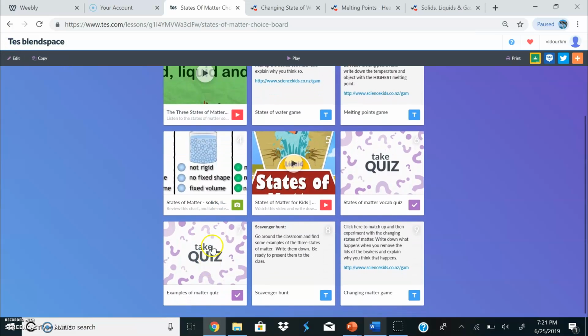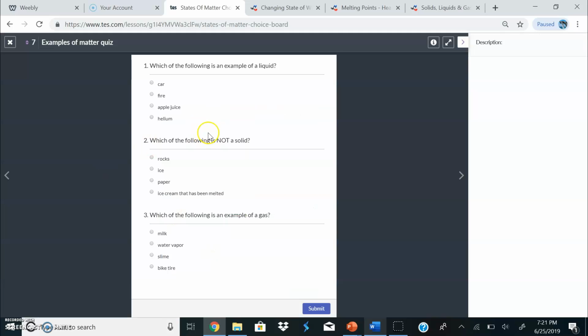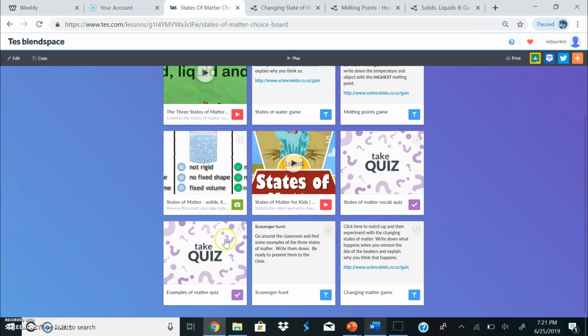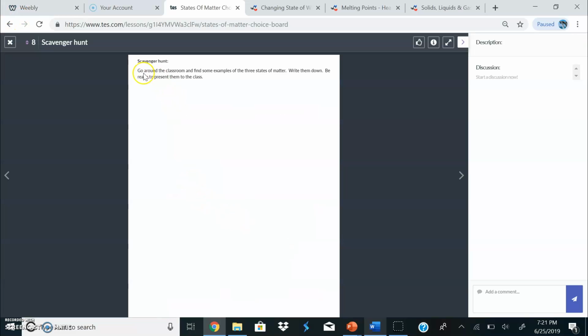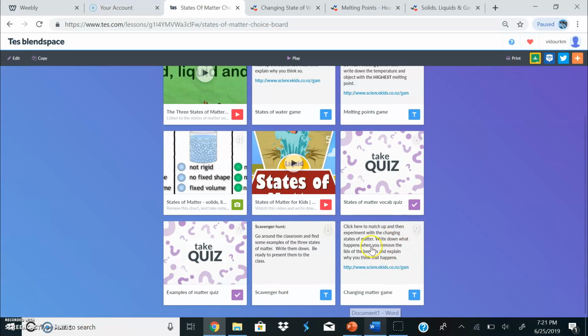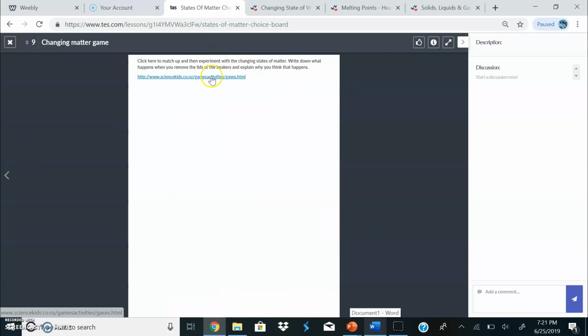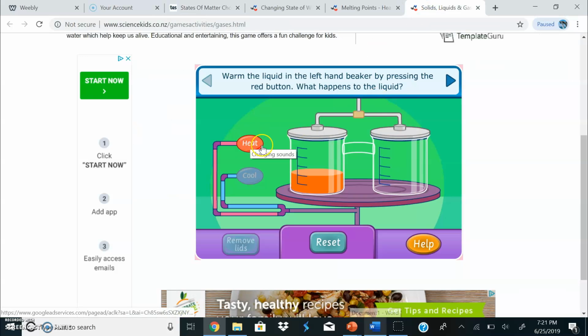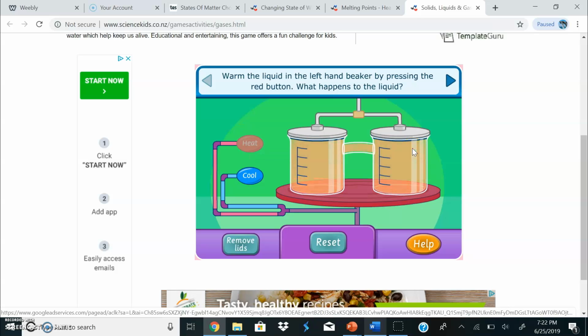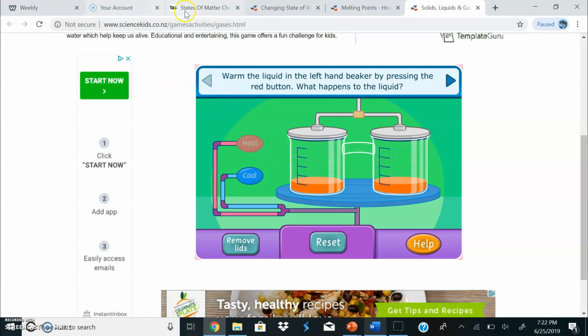And then, this is another quiz about the categories of the states of matter, so they can answer that. And then this is a scavenger hunt, and it lets the student go around the classroom and find examples of the 3 states of matter, write them down, and then present them to the class. And then, this is another activity, and it's just like working and heating up materials, going through the 3 states of matter.